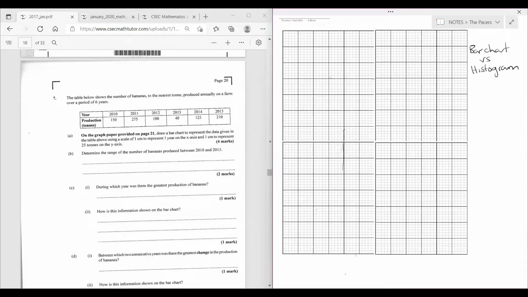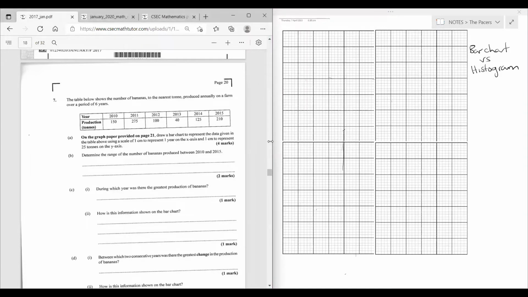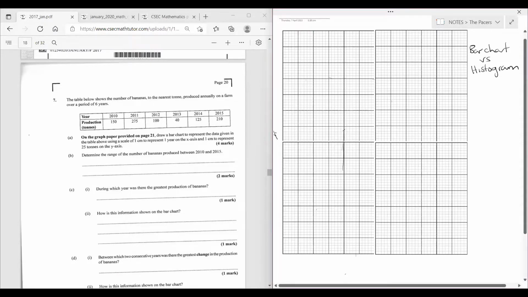1 for 1 year. So year is on the x-axis. Draw a bar chart to represent the data given in the table above using 1 centimeter to represent 1 year on the x-axis. So down here is your year. 1 centimeter, remember, is 1 block, one of the blocks that has the 5 small blocks in them, to represent 1 year. So year is down here, and every 1 centimeter we put a year.